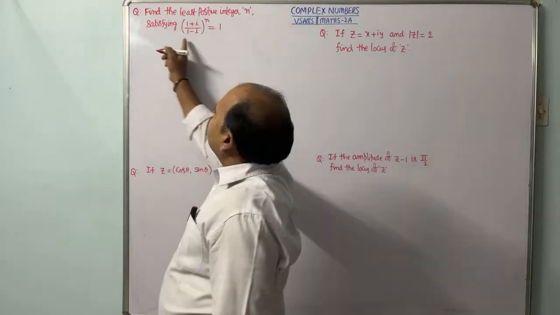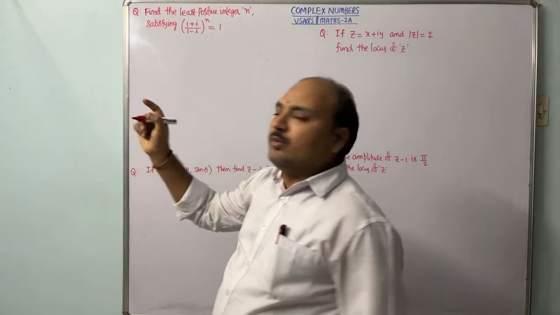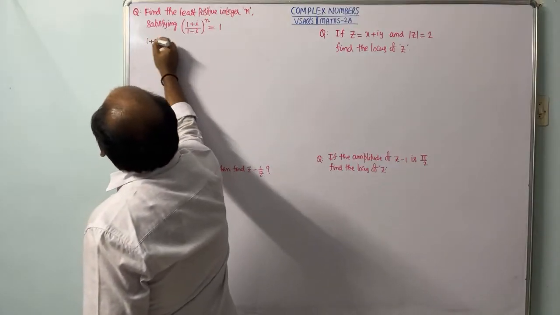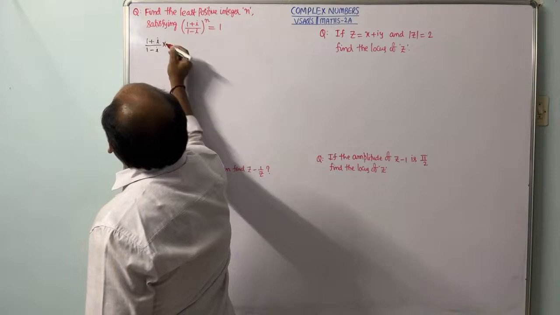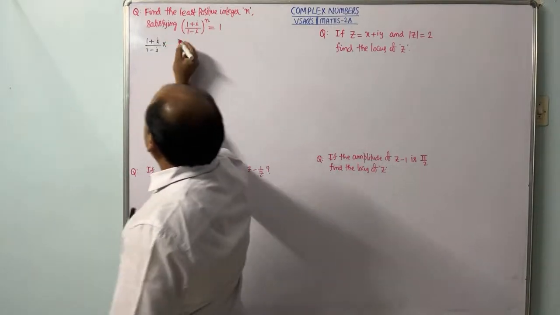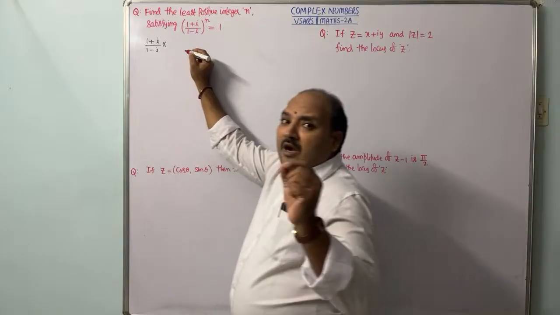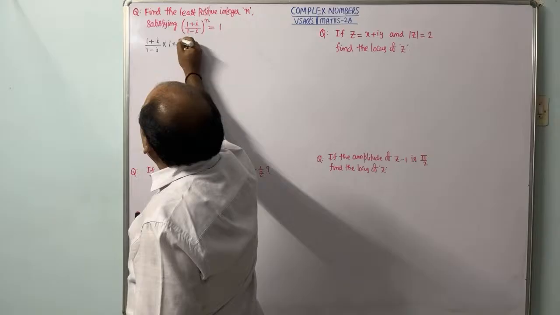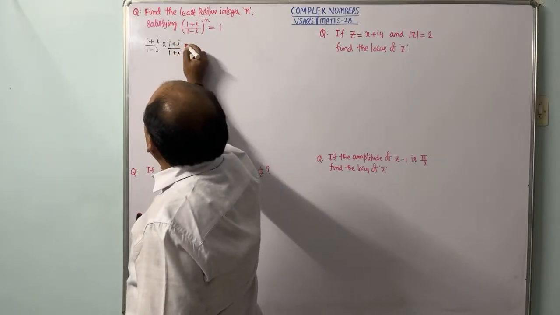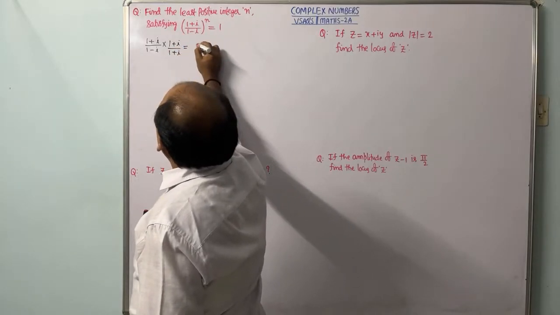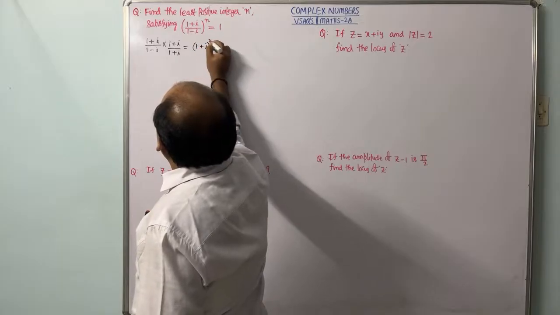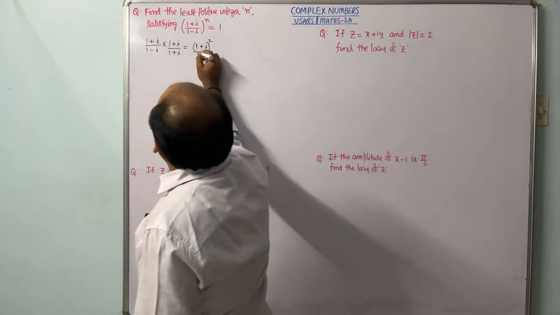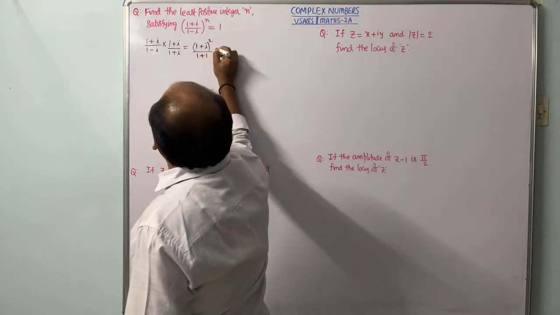First, what we have to do, dear students, we need to simplify the bracket value. So (1 plus i) by (1 minus i), we need to rationalize. Rationalize means multiplying and dividing with the complex conjugate of 1 minus i. So (1 plus i) divided by (1 plus i), which is equal to (1 plus i) whole square divided by (a minus b)(a plus b), a square minus b square. So 1 minus i square means 1 plus 1 will come, dear students.